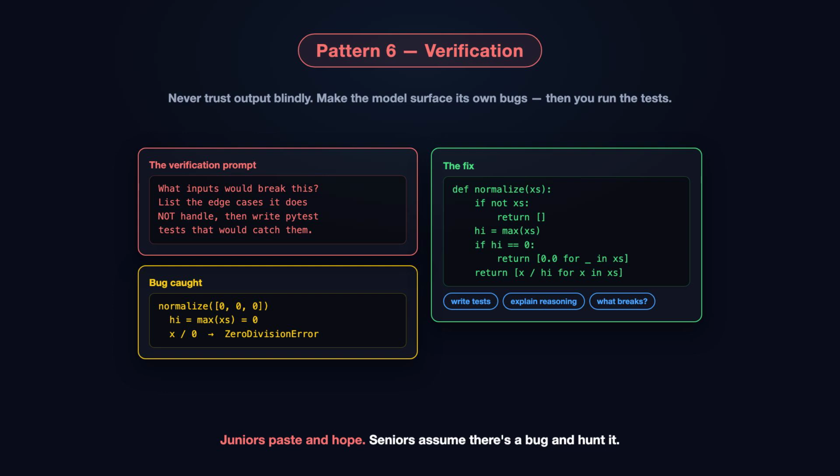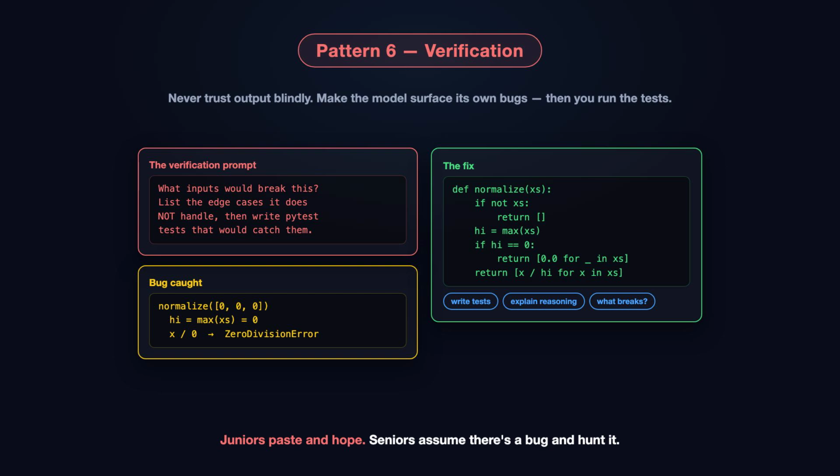That's a real defect that survived 3 whole rounds of iteration, and 1 verification question surfaced it. Now I add the guard, if the max is 0, return zeros, and then I run the tests it wrote, myself, because that's the other half of this. You verify, and then you actually execute.